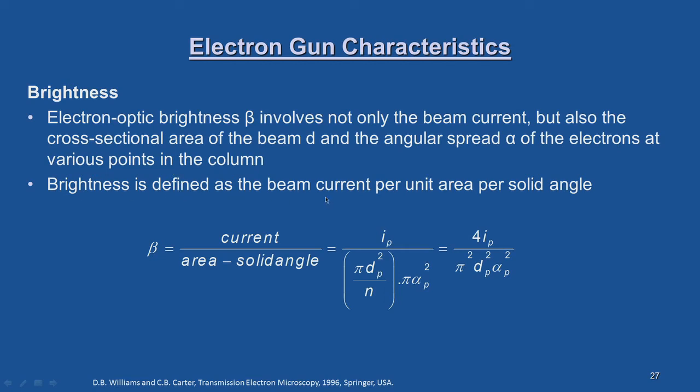Brightness is defined as the beam current per unit area per solid angle, which is represented by this equation: beta equal to current divided by area times solid angle, which is nothing but Ip divided by pi dp square by 4 times pi alpha p square, which can be written as 4 Ip divided by pi square dp square alpha p square, where p stands for probe current.